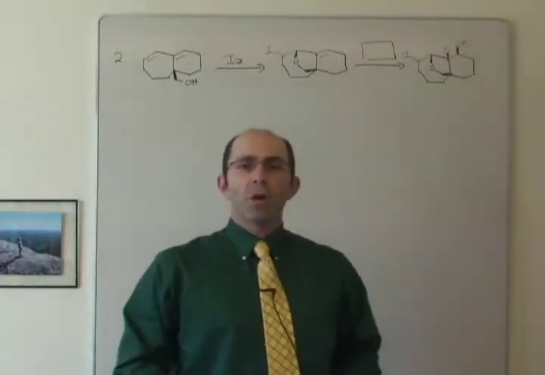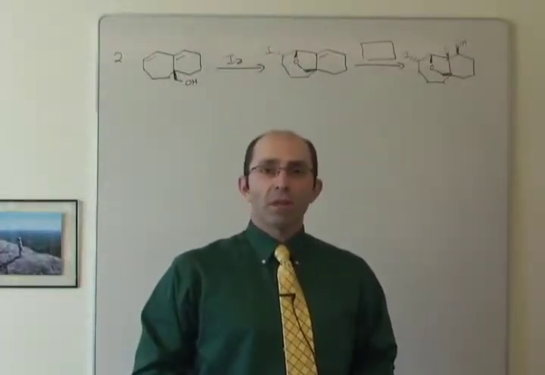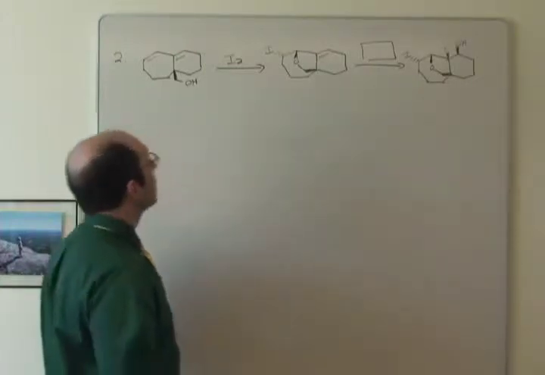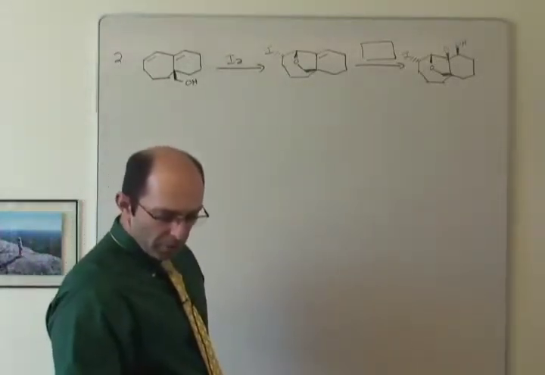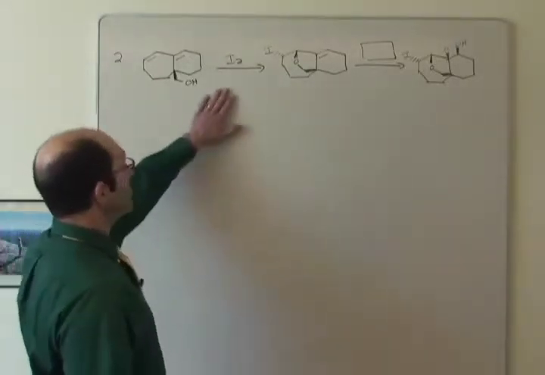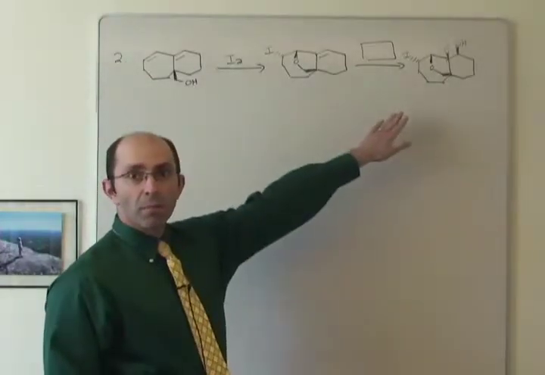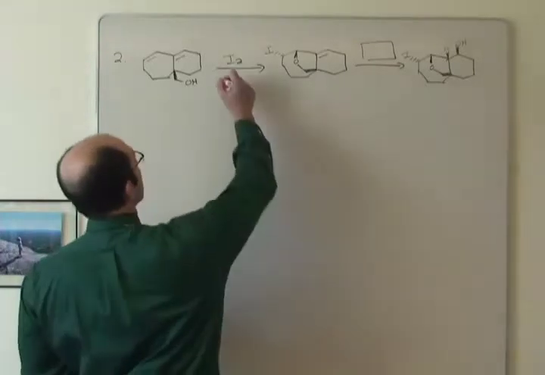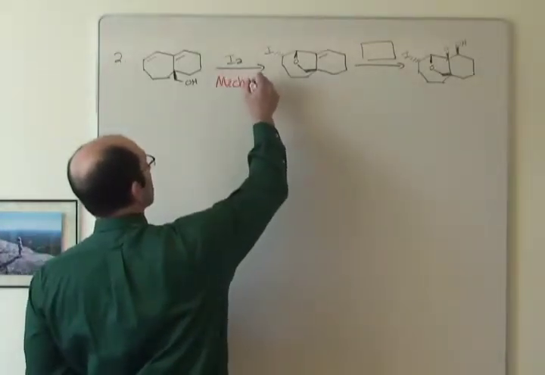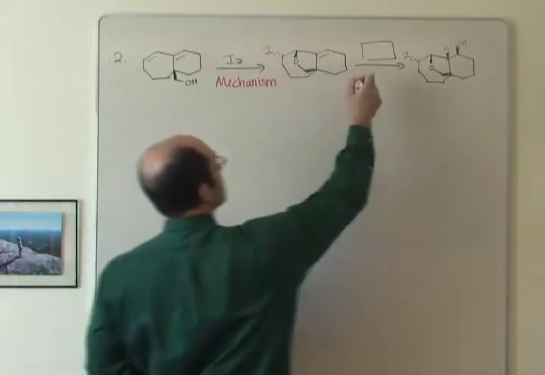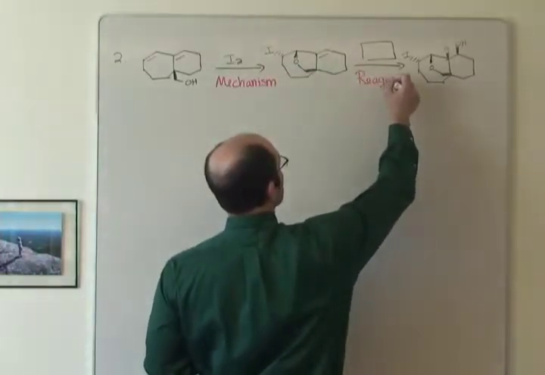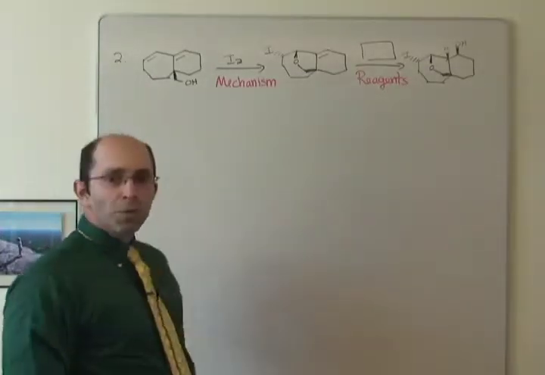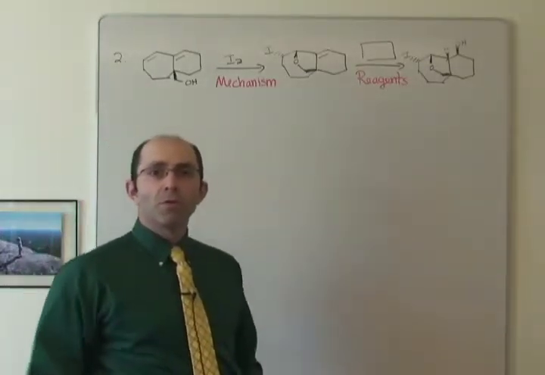All right, let's continue talking about practice exam 3-1 with problem number 2. If we look at this problem, it has two parts. If we read through the information, we have a mechanism problem and then simply predict the reagents, or identify the reagents, problem. So here we need to come up with a mechanism. Here we just need reagents.